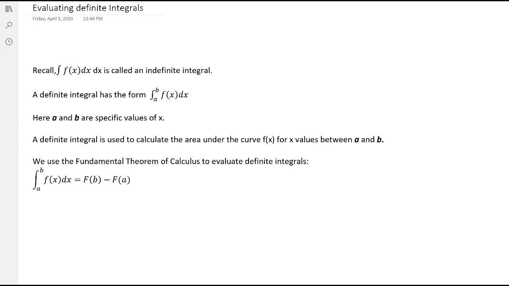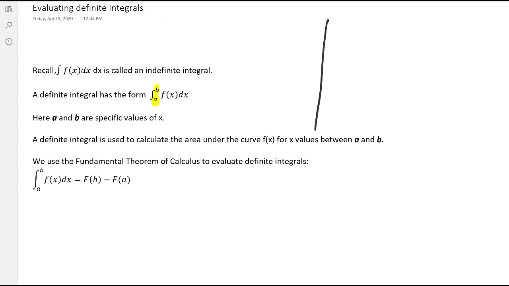A definite integral, on the other hand, has a form where you have your integral symbol, but you have what we call limits of integration. These will be actual x values, so as your x's go from a to b of f of x dx. Here, a and b are specific values of x. A definite integral is used to calculate the area under the curve.